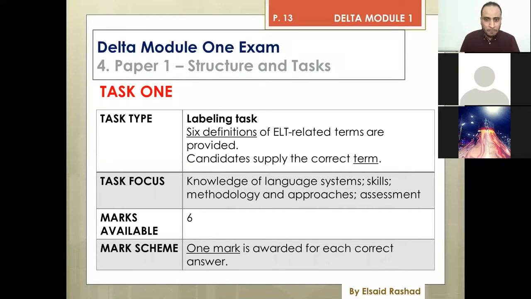Let's have a look at the, all of them are in the field of ELT, English language teaching, don't worry.